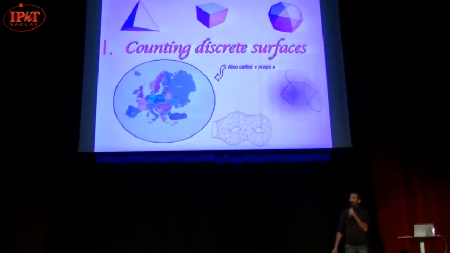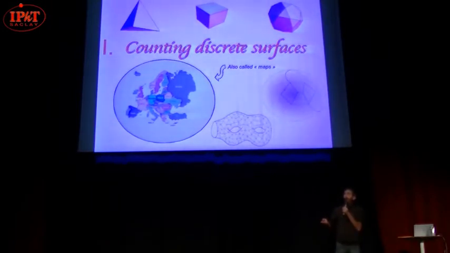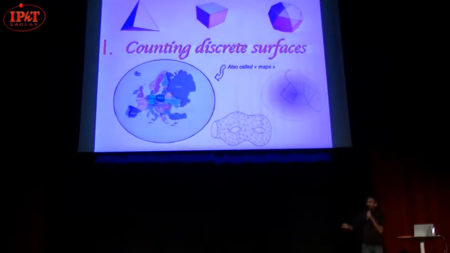So let me start with this simple problem of counting. We are going to count surfaces, and we are going to start by counting discrete surfaces, surfaces made by gluing polygons. It can be any type of polygons. That's what mathematicians call maps. A map is indeed a gluing of polygons on a surface. For instance, on the Earth, the polygons are countries and seas. We will have maps on spheres, maps on surfaces of different genus.